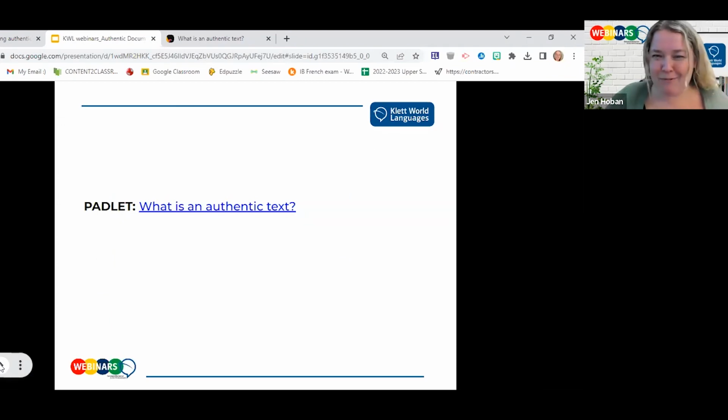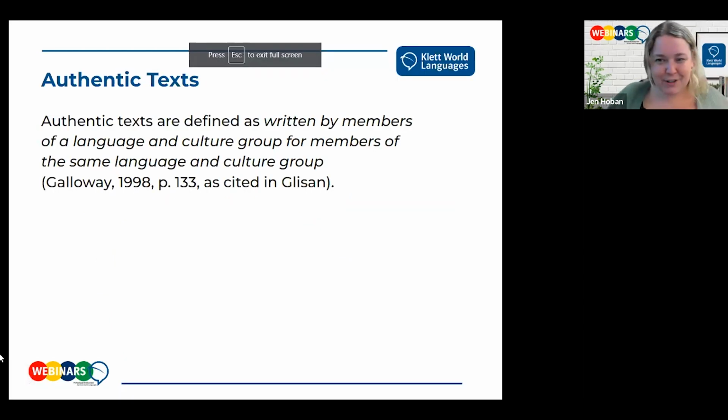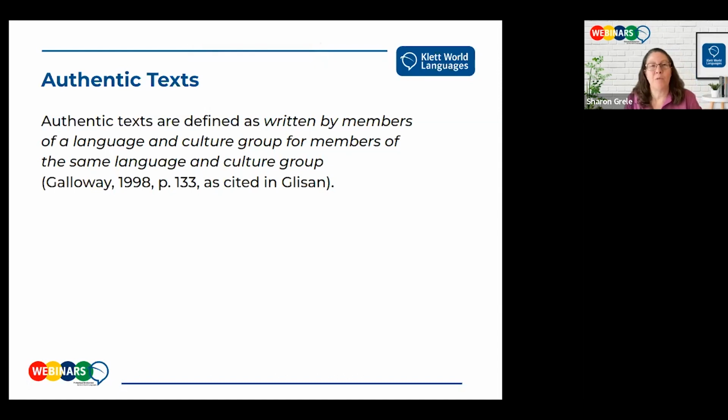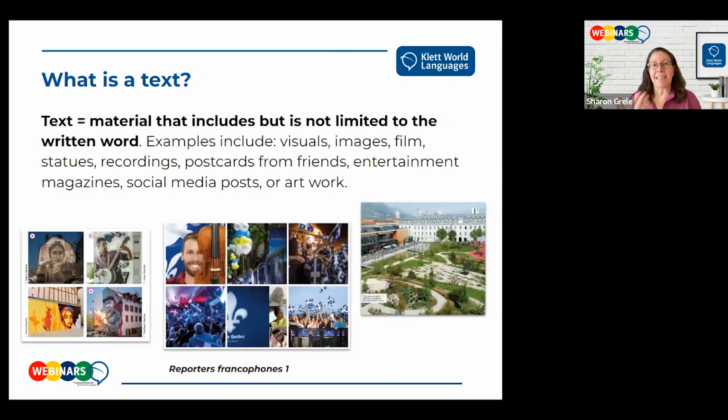Sharon, do you want to go over what a definition of an authentic text is for us? Sure. And as many of you stated correctly, an authentic text is defined as written by members of a language and culture group for members of that same language and culture group. But we also need to talk about the definition of text itself, because a text does not have to be just the written word. Text is any material that includes but is not limited to the written word.